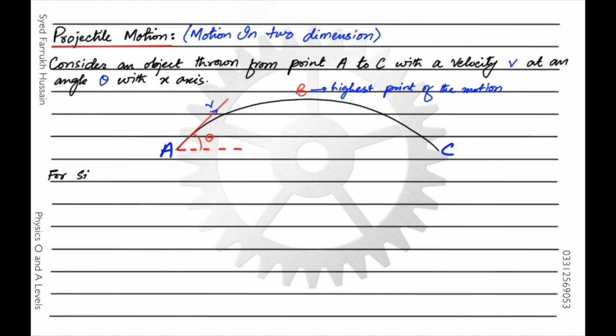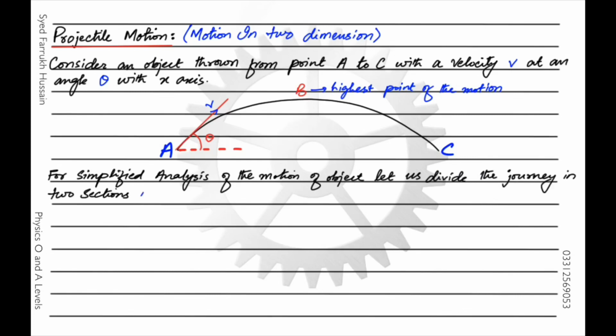Okay, so for simplified analysis of the motion, let us divide the journey into two sections, that is upward motion and the downward motion. Upward motion is from A to B and the downward motion is from B to C.